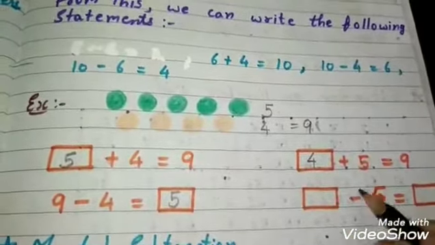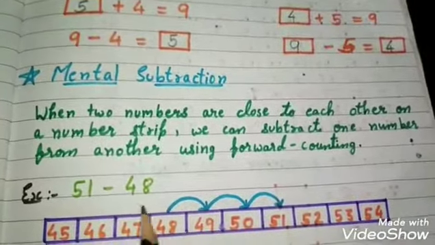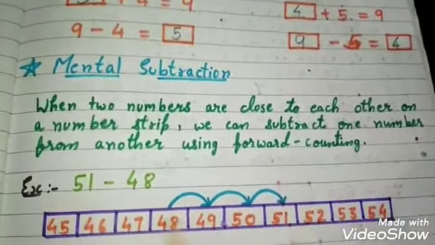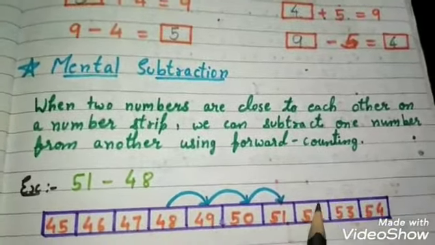This topic is our mental subtraction. When two numbers are close to each other on a number strip, we can subtract one number from another using forward counting, right? See the example, 51 minus 48. These are very close to each other, so we can do this subtraction through this number strip. From 48, we will move to 51 and the answer will be the jumps we count. So let's see how many jumps from 48 to 51. 1, 2 and 3. How many jumps have we taken? 3 jumps. So our answer will be 3.